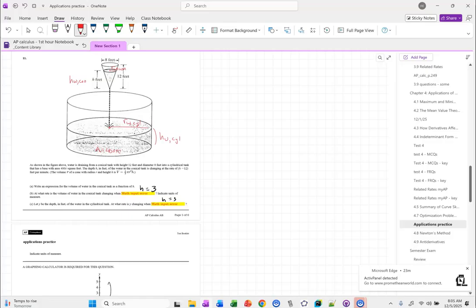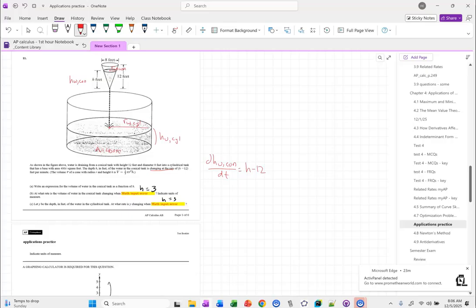So we're going to say the depth in feet of water in the conical tank is changing at a rate. So this is talking about dHW conical dt, which is equal to h minus 12. And it gives us the volume for the cone. Okay.